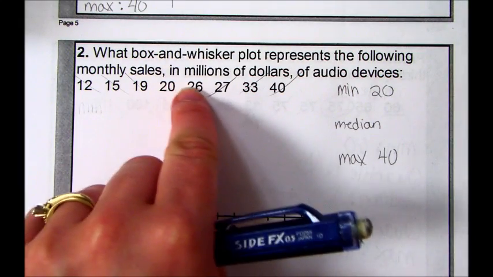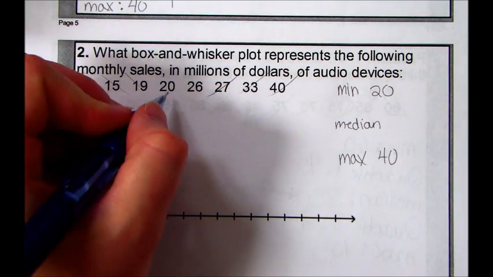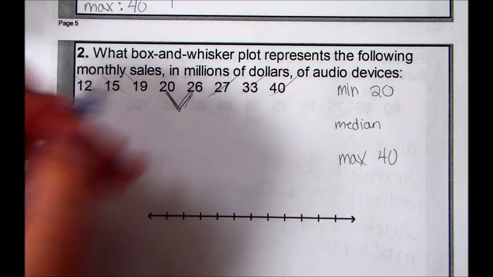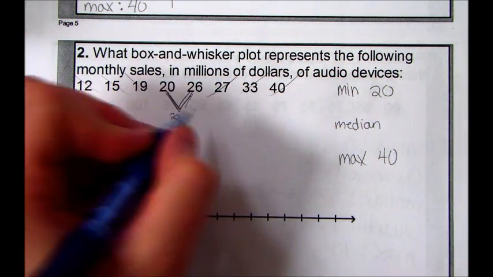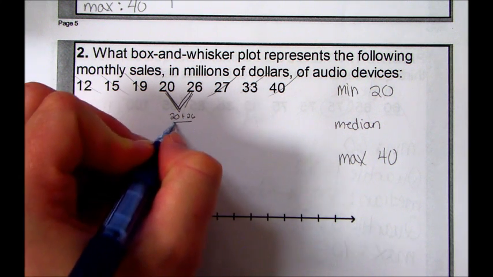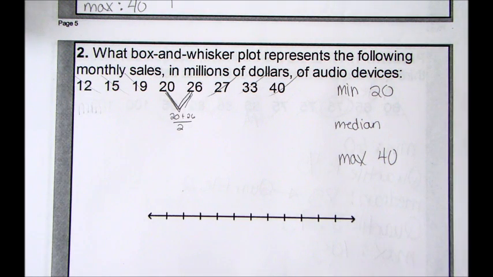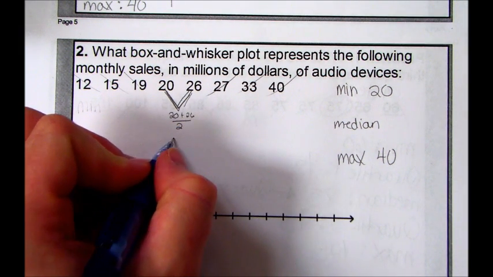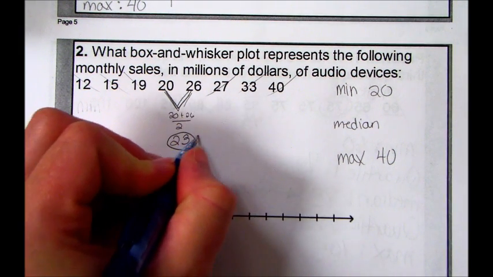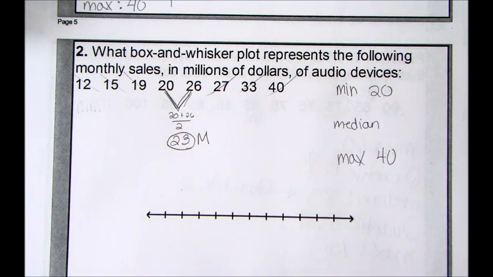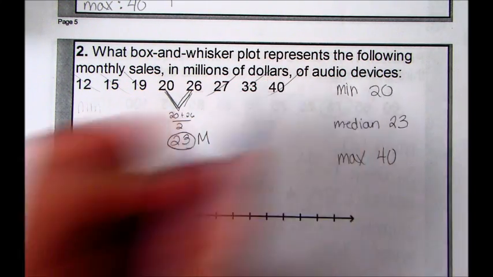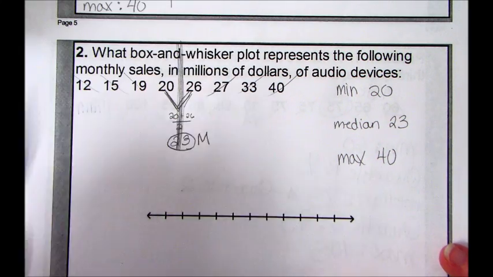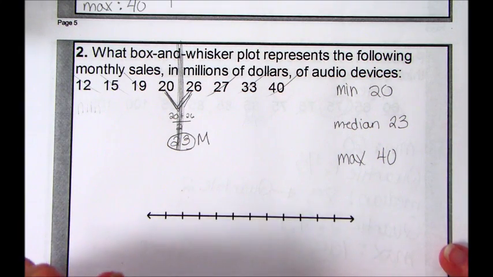I have to average these together to get my median this time. We didn't have to do that in the previous problems, did we? So if I do 20 plus 26 and divide that by 2, that's 46 divided by 2, which is 23. That is my median. I had to find the middle of those two numbers. So that kind of breaks my data in half here. I can't use this 23 because I already used it.